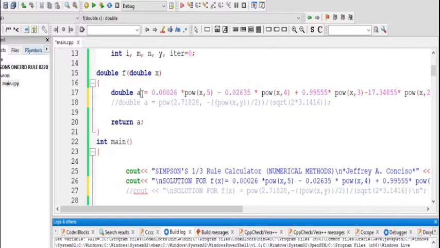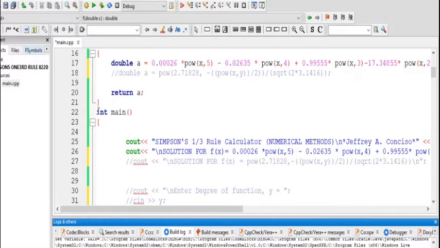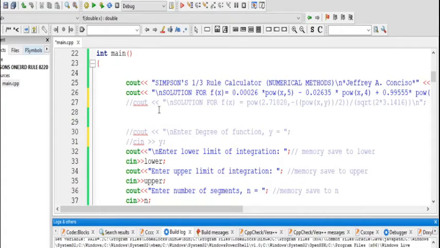And this is the equation: double a, and it will return a. When f is being called inside the program, it will return this equation and solve for the value of x, the function of x. The int main is necessary for every program. From this line onward, the program body starts.